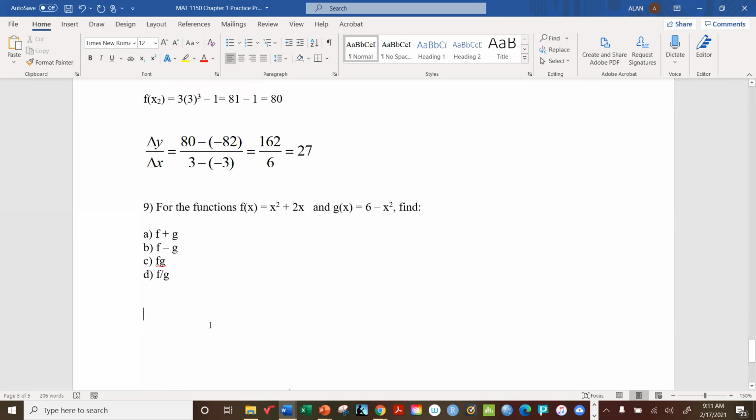Good. All right. So f plus g simply means, it's just a shorthand way of saying f of x plus g of x.